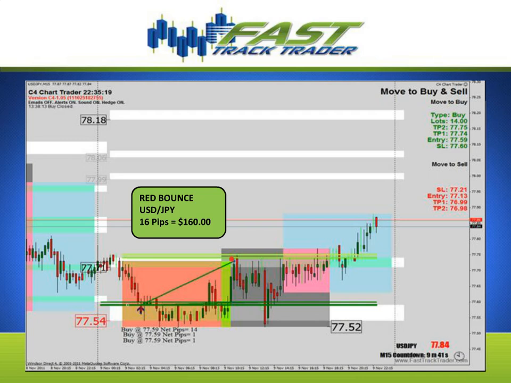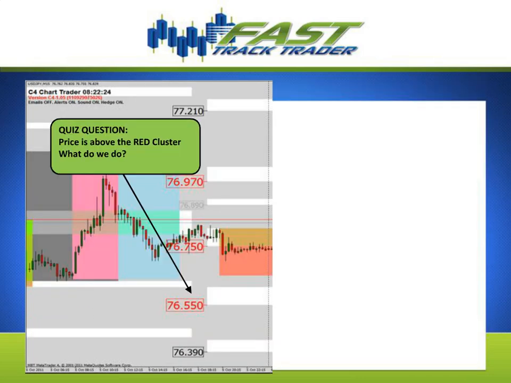Another quiz for you. Get ready to type in your answers. So we have two red grid levels, one at 76.75 and one at 76.55, and we have price trading along. It closed below this grid level, the 76.55 grid level. What do you think we would do?